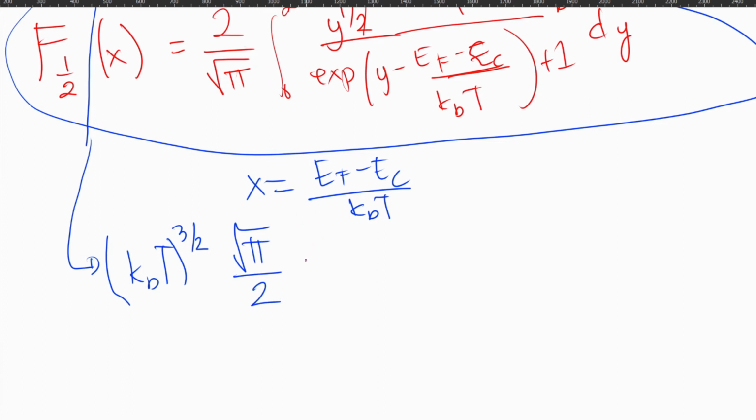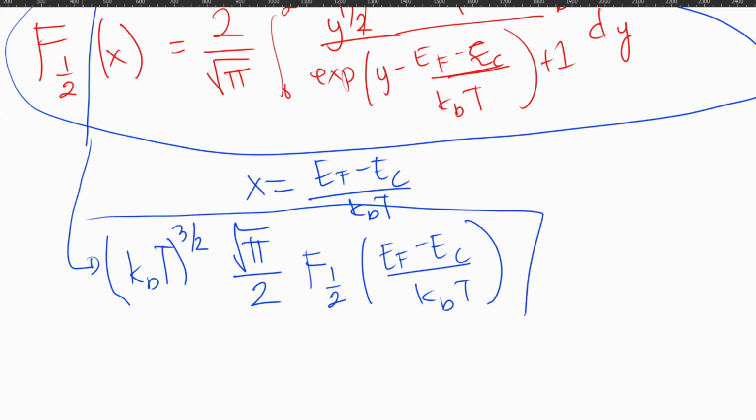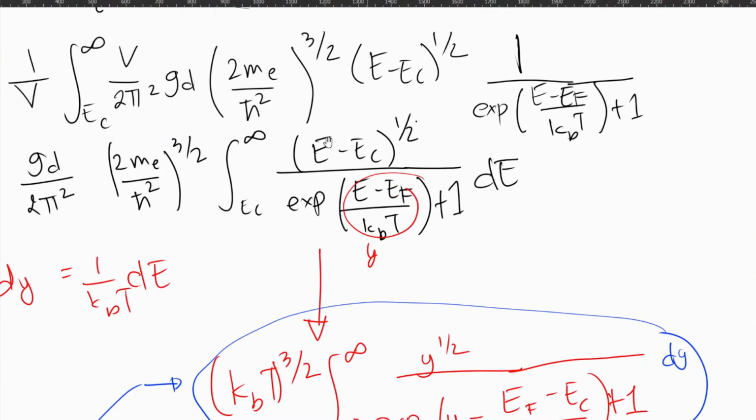Then we will have itong nasa loob, this is just F 1/2 of EF minus EC over KBT. So, yung integral natin kanina, nagawa natin, ganito na lang siya. Then this one, we can bring this back into our equation here. Dito. Balik natin siya dyan.